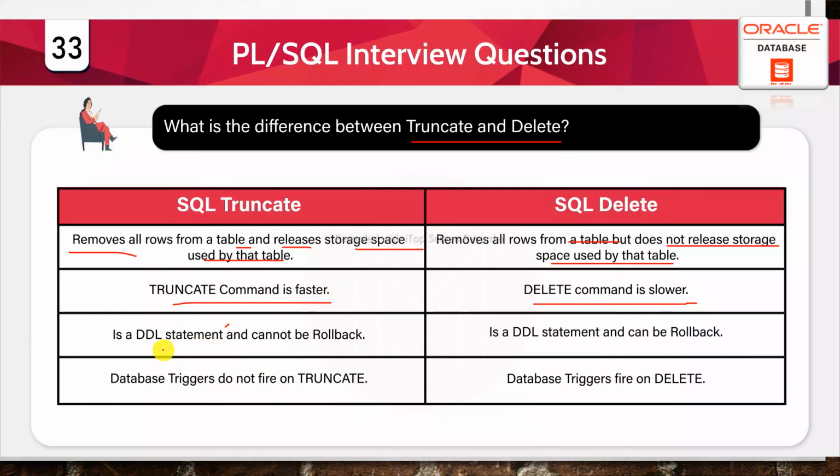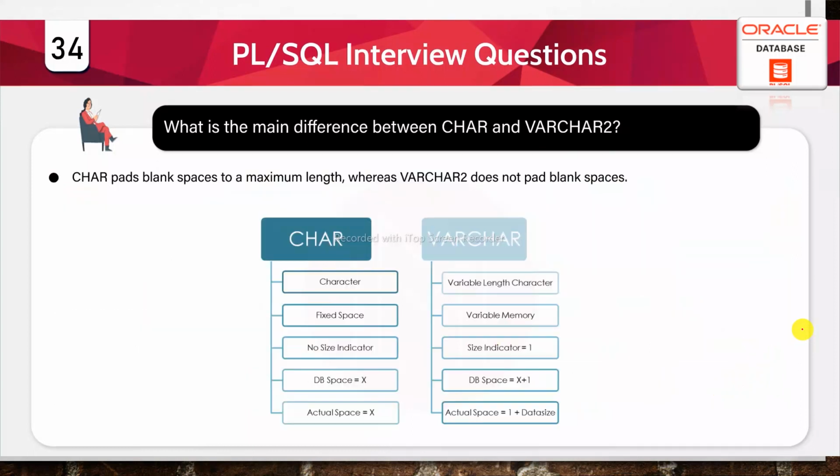Truncate is a DDL statement and cannot be rolled back. Delete is a DML statement and can be rolled back, so this is an advantage of using delete. Then, database triggers do not fire on truncate, and database triggers fire on delete. So this is the overall difference between the truncate and delete commands.